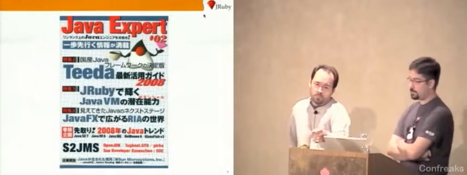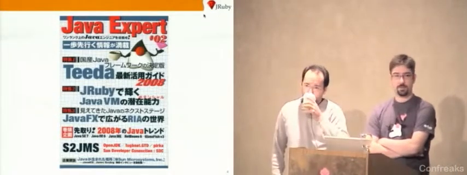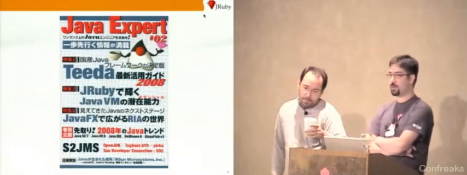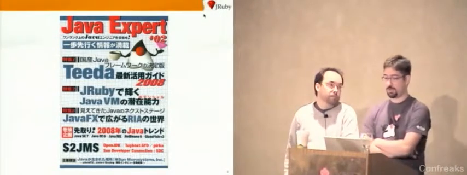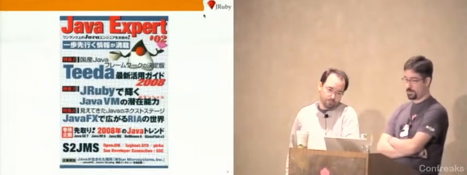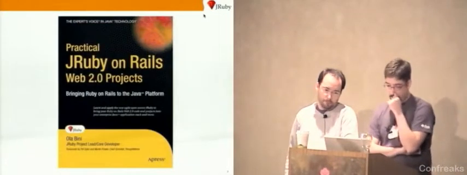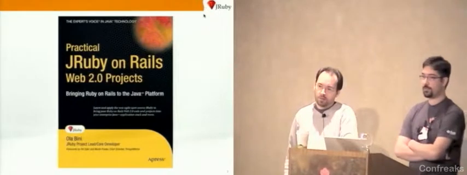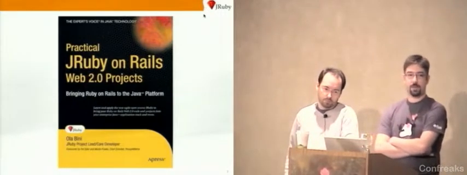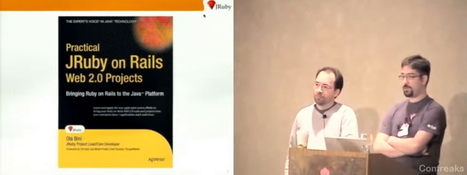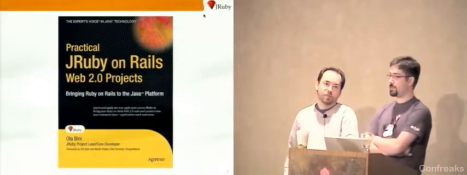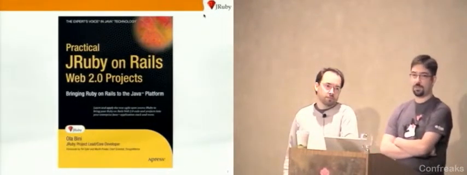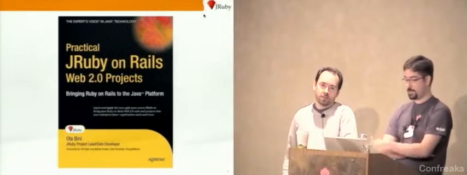So there's JRuby starting to get around finally, and people are starting to use it and publish articles and books about it. Here's a recent cover from Java Expert, Japanese magazine, Java Expert number 2, and JRuby featured prominently on the cover here. Here also is Ola's book on practical JRuby on Rails, and I recommend you check it out. He's got a lot more than just Rails stuff in there. There's a lot of JRuby details, how to get up and running, details on deployment, stuff like that. So it's a pretty good collection of books.